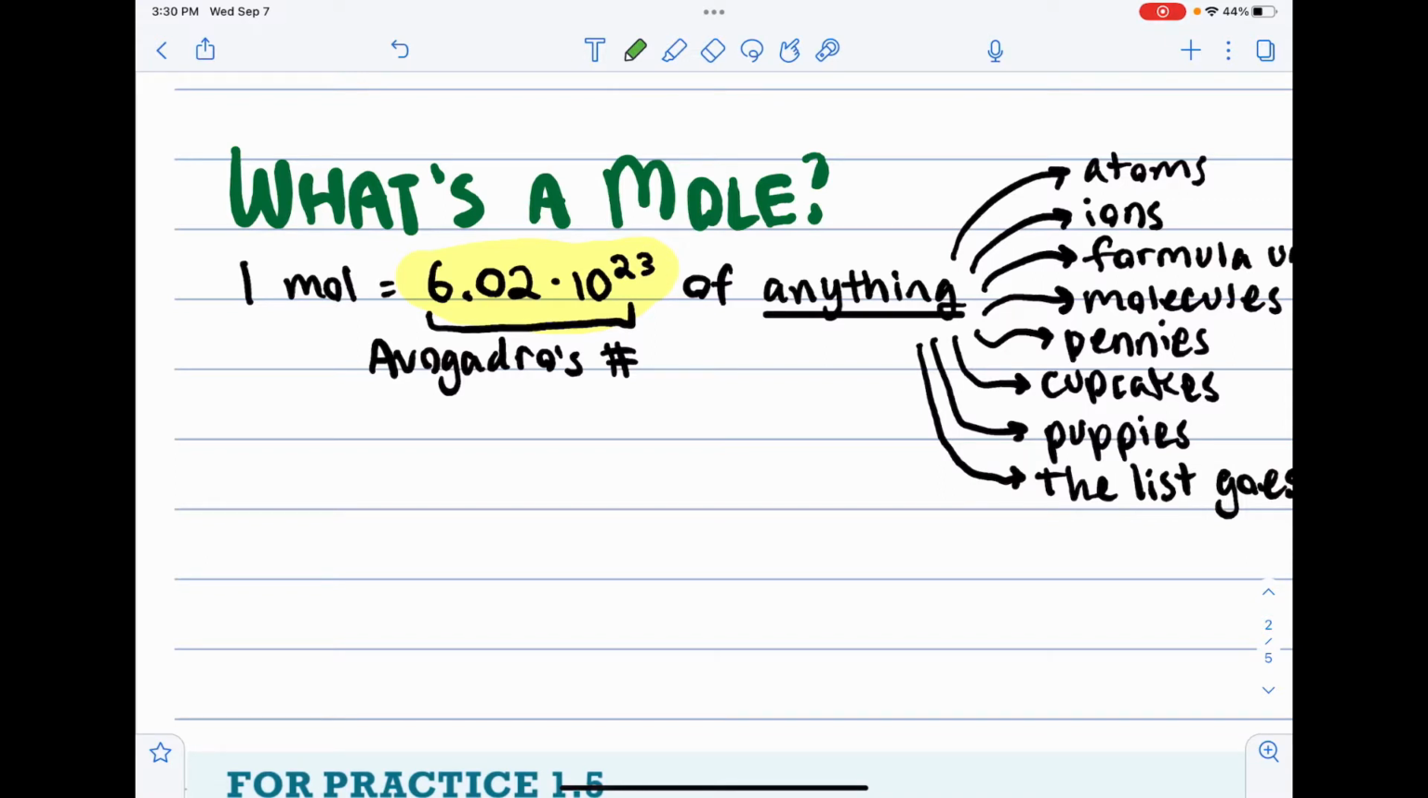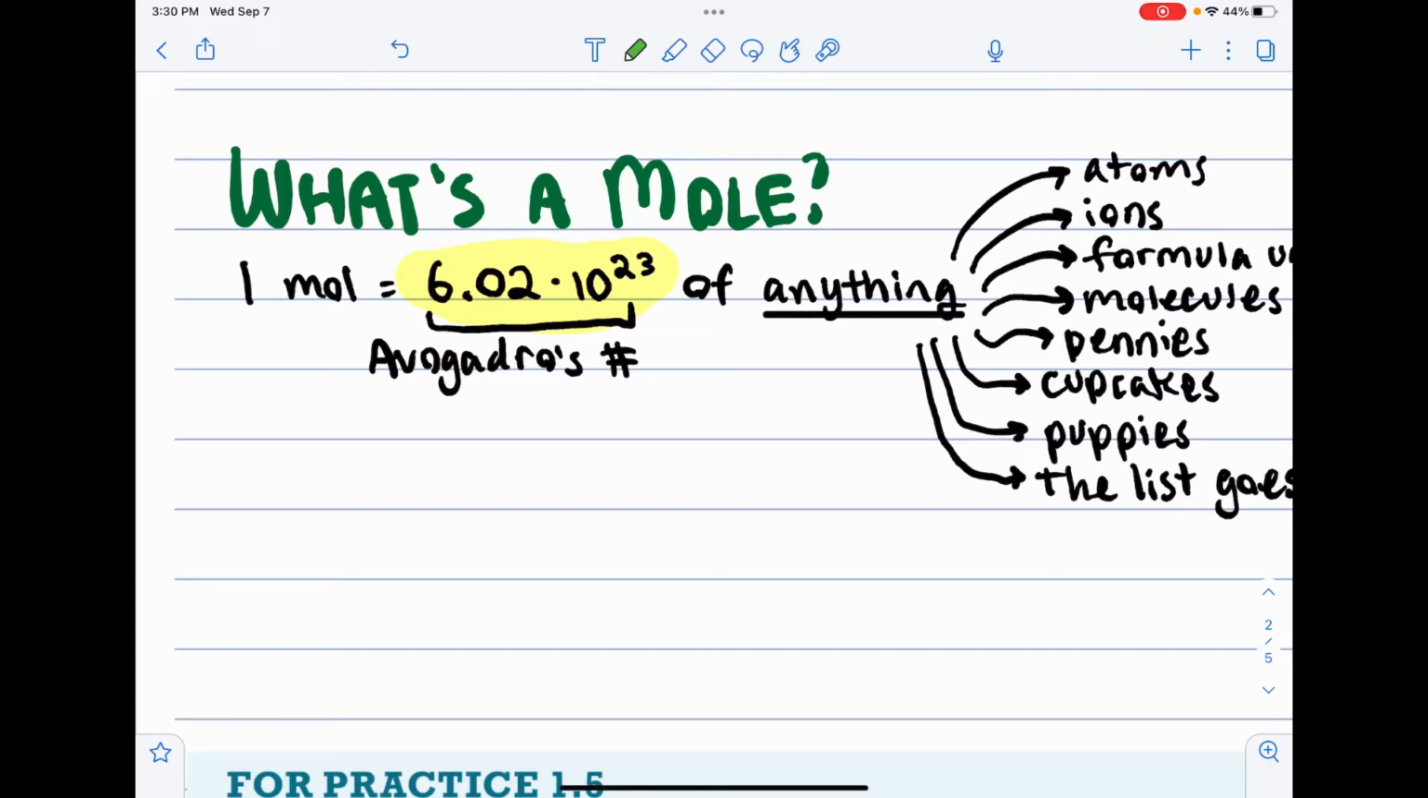Or if I happen to have like 12.04 times 10 to the 23rd, which is not good scientific notation, but hopefully you get the point, that would be 2 moles. And then you can have decimal quantities of a mole because we're not talking about atoms, we're talking about a big group of atoms. So 1.5 moles would not mean we're splitting an atom. It just means we're splitting in half the gigantic number of atoms.